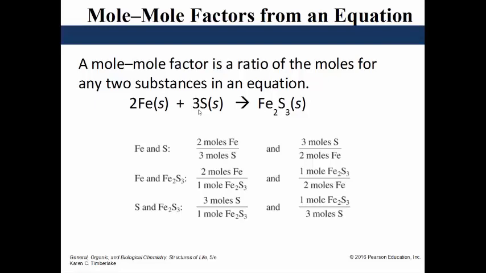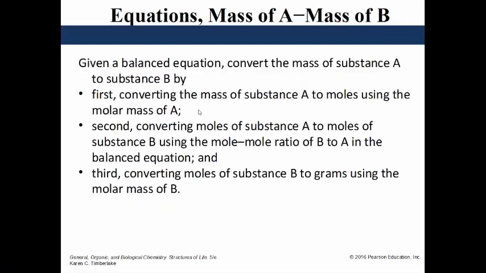Now, being able to do this is critically important when you're asked to calculate the number of moles in a reaction, or calculate the amount of mass for a product or a reactant. And here's how you would go through that. If you're given a balanced equation, and you need to convert the mass of substance A to substance B, what you do is convert the mass that you're given for substance A to moles by using the molar mass of A. You convert that to moles for B by using the mole-mole ratio. Once you get that, you convert the amount of moles for substance B into grams for substance B. And we'll go over an example of how that kind of question would look, and how you would solve it.